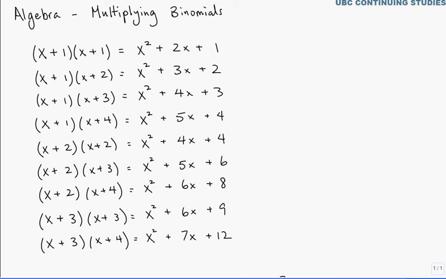Now, we've got quite a few here, and hopefully you've seen the pattern. So let's start with the end. These numbers in the final column, 1, 2, 3, 4, 4, 6, 8, 9, 12, how can we relate those numbers to the numbers that appear in the binomial? Well, in the first one, we have 1 and 1, we get 1. If you think of the area model that we learned last time, this corresponds to the bottom right-hand corner, which is just simply the product of 1 and 1.